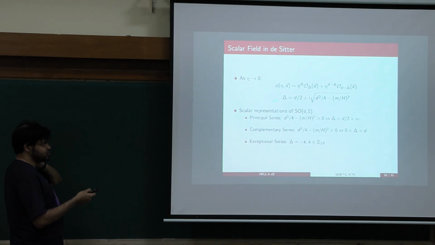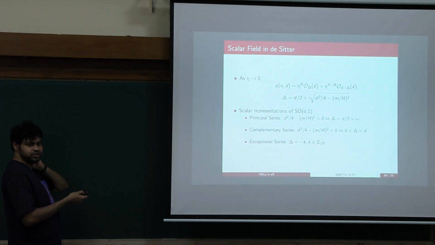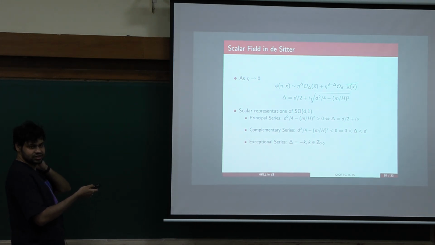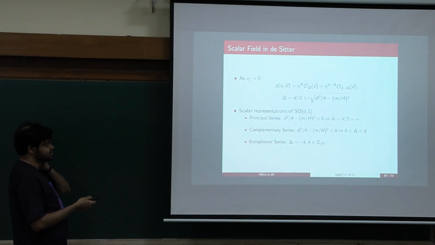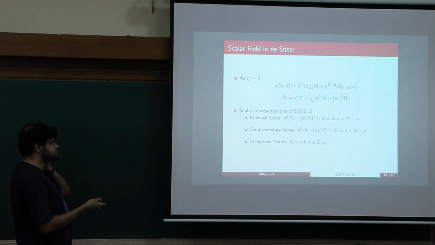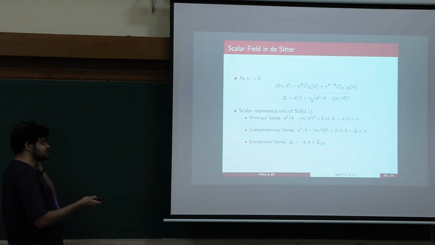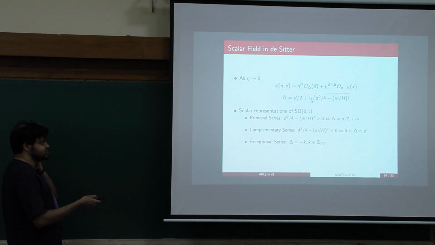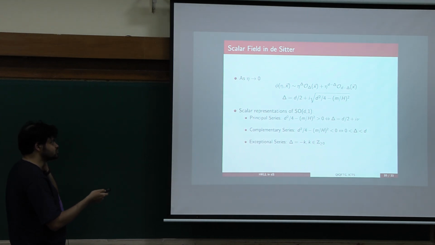Okay, so depending on the allowed values of delta, there are 3 different unitary representations of SO(d,1) that act on the scalar fields in de Sitter. There's a principal series, which is for heavy mass, where delta can be complex. Then you have the complementary series, or light scalars, and here you have delta in this range. And then you have the exceptional series, which we don't want to talk about.